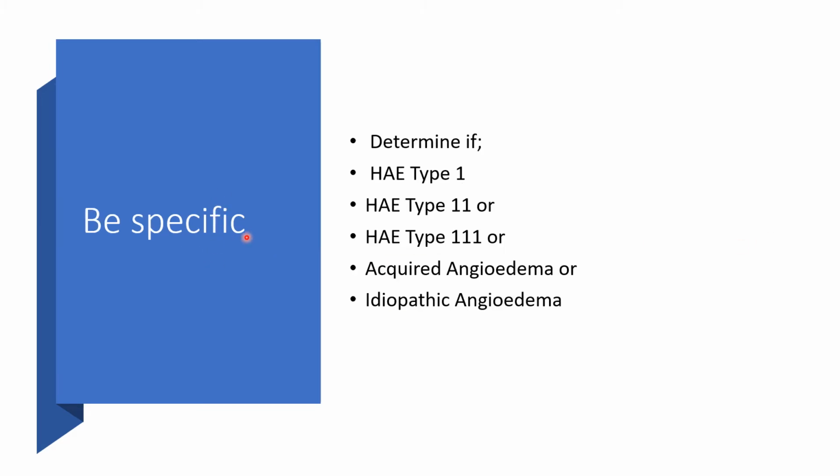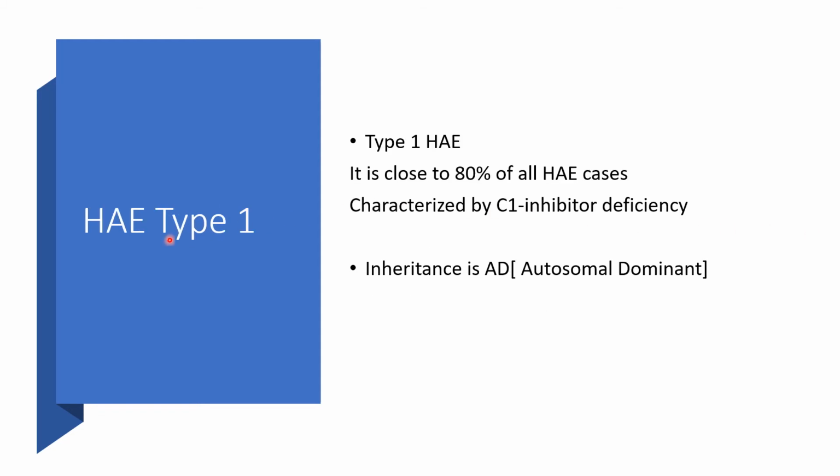We have to be specific. So we have to determine if we are dealing with hereditary angioedema type 1, type 2, type 3, or acquired angioedema or idiopathic angioedema. Okay, in type 1 hereditary angioedema, this is about 80% of all hereditary angioedema cases. So it is fair to say that if you don't know the type of angioedema and it is hereditary, if you call it type 1, you are not too much in the bush, but you might need to come back to the road anyway, so don't get lost.